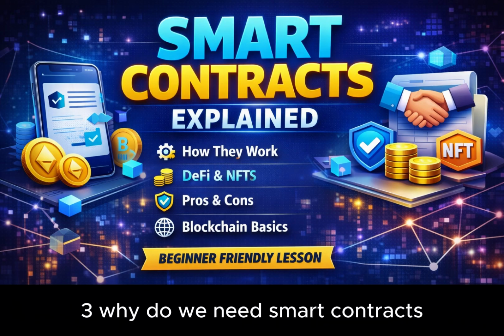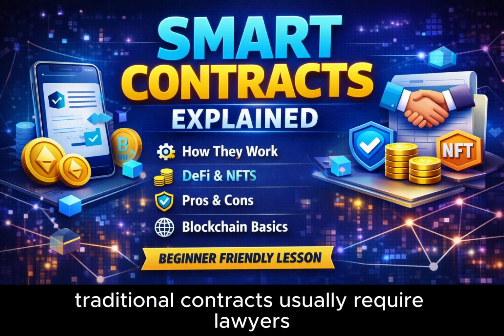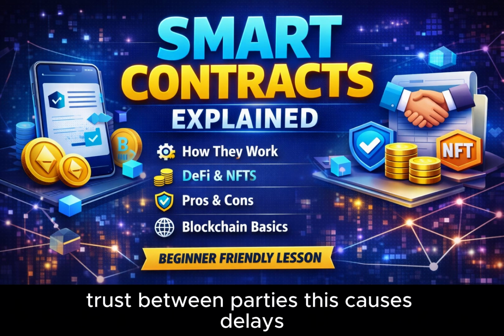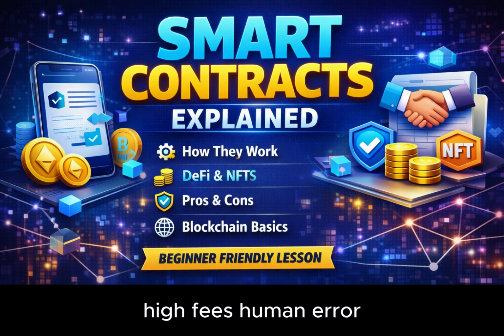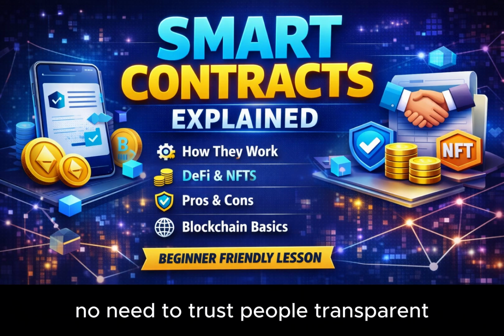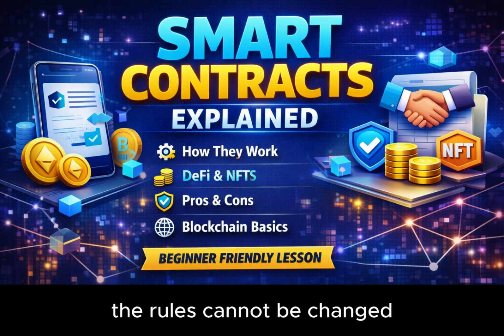3. Why do we need smart contracts? Traditional contracts usually require lawyers, banks, notaries, trust between parties. This causes delays, high fees, human error, corruption risk. Smart contracts solve this by being automatic, trustless, no need to trust people, transparent, tamper-proof. Once deployed, the rules cannot be changed.